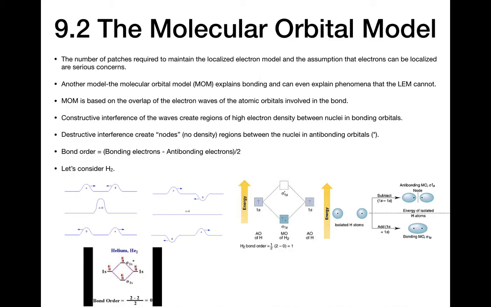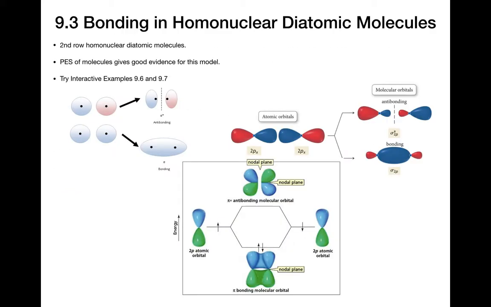So if helium overlaps its 1s electrons with another helium atom to try to make an He2 molecule, we see the diagram in the lower left. 2 of the electrons in He2 would occupy the bonding orbital, the sigma 1s, and 2 would occupy the antibonding, the sigma 1s star. So our bond order would be 2 bonding electrons minus 2 antibonding electrons, which is 0, divided by 2, which is 0. So He2 does not form a bond. So we see that this model actually works very well for He2 and H2. It explains the behavior of both molecules.